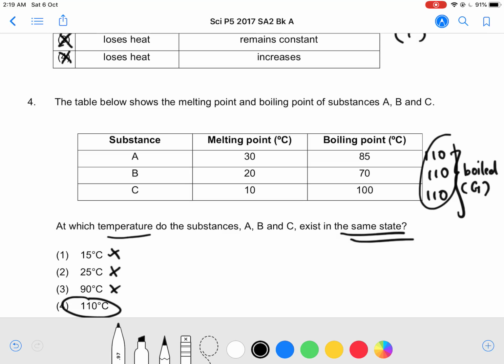So those who are hardworking, you have drawn your number line. If you remember the number line, it will be something like that, for substance A, for substance B, and for substance C, and so on. I'm not going to draw here and waste time. So that's for question number 4.